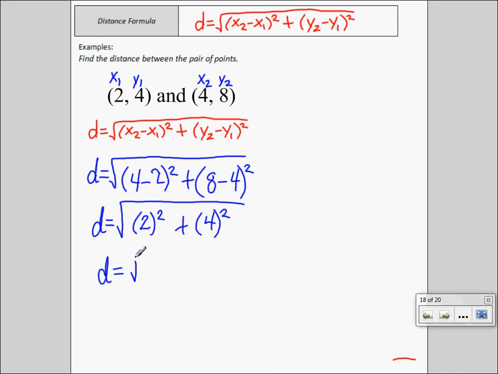So we have on the next line, d equals the square root. 2 squared is 4, plus 4 squared is 16. So to bring it together, d equals the square root of 20.